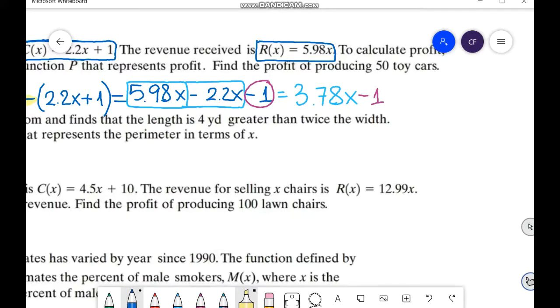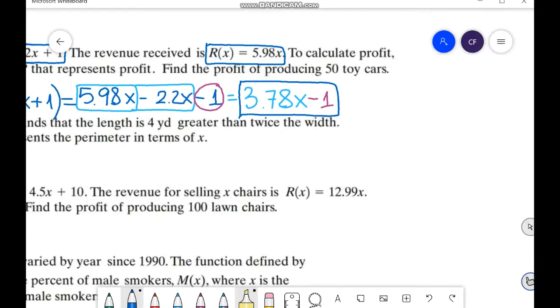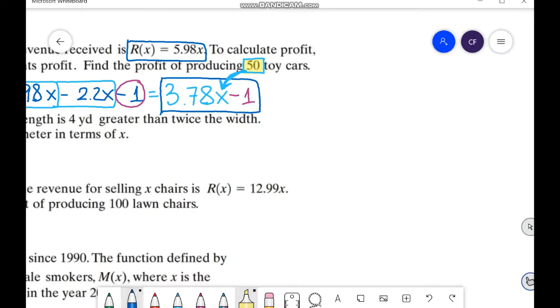Well, this is the expression, the polynomial function that represents the profit. And the question here, at the end you're going to see, is to find the profit if you produce 50 toy cars. And we're going to plug in this 50 here. We're going to make x equal 50. So P of 50 equals 3.78 times 50 minus 1.